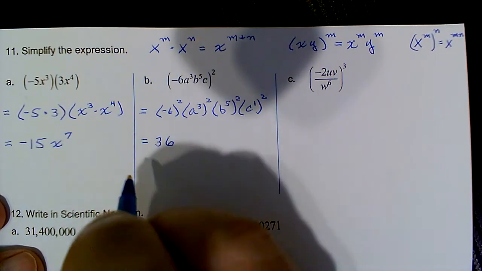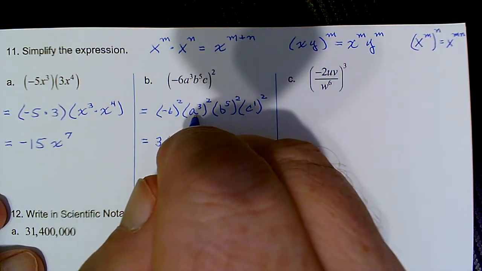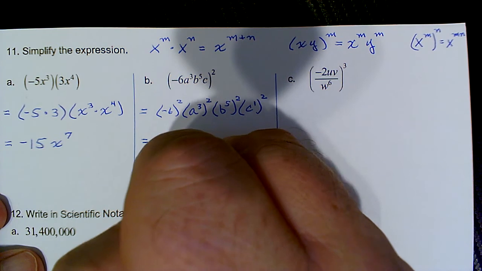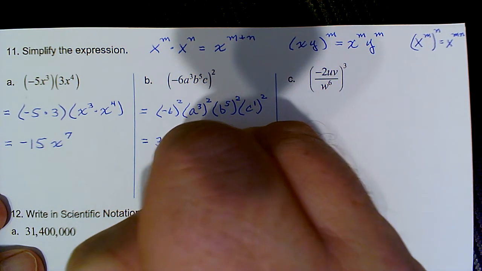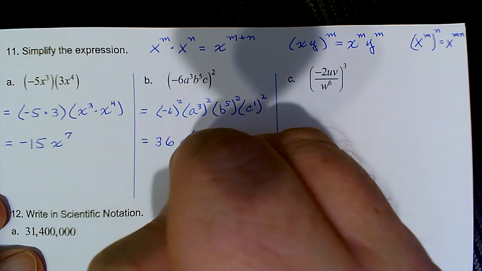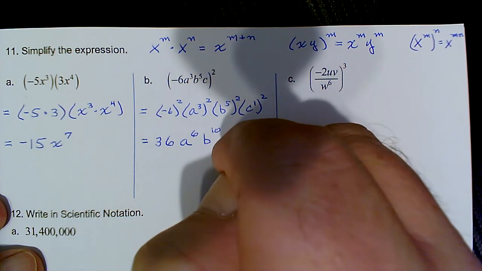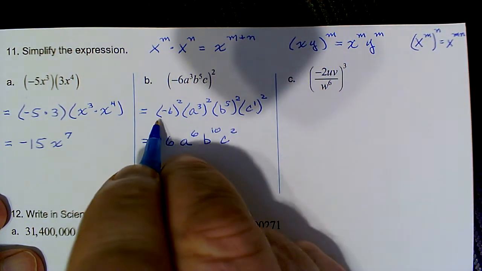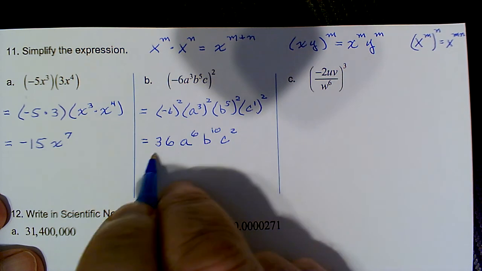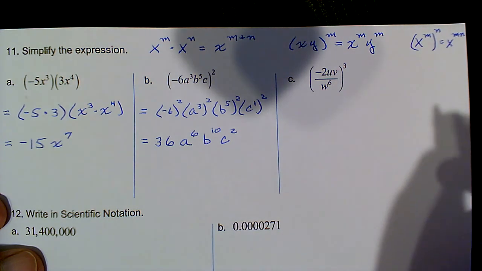And so a cubed raised to the 2nd power, keep the base of a, multiply the exponents, we get a to the 6th. Similarly, b to the 5 times 2 is b to the 10, and c to the 1 times 2 is c squared. So again, the intermediate step's not necessary. If you want to go right to the answer, that's fine.